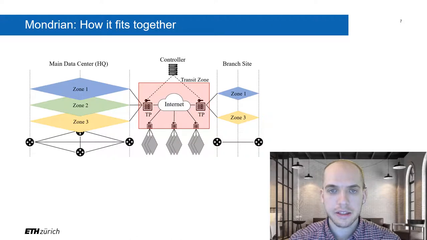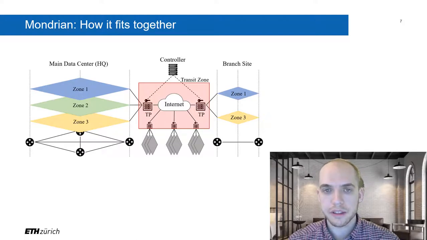The main task of TPs is twofold. First, they ensure that traffic doesn't violate the zone transition policy. For that, TPs check all zone transitions against the policy they receive from a logically centralized controller. This controller has the full view over the network and makes sure that all sites operate with the latest security policy.